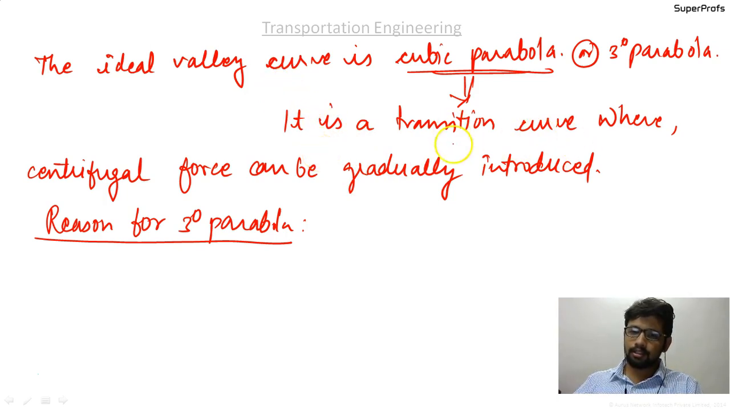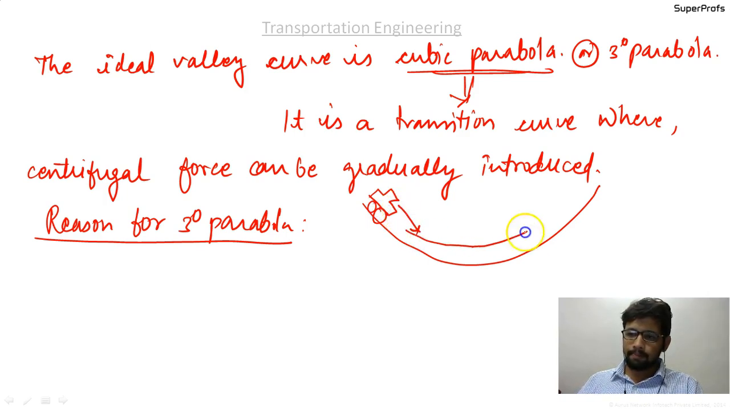So guys, see, the reason I will tell you that valley curves are of this kind, and when a vehicle is moving like this on the valley curve, what happens? The centrifugal force is acting in the outward direction. So when the vehicle comes over here, then the centrifugal force is here, and weight is also acting in the same direction.